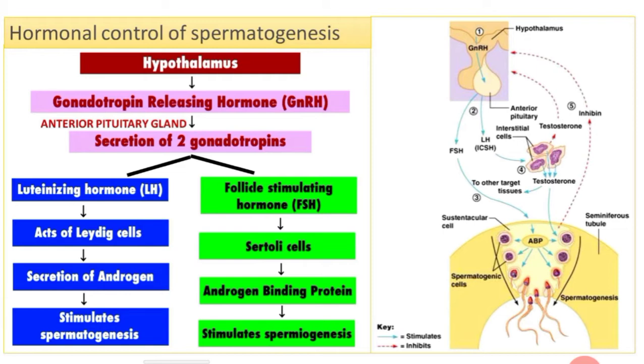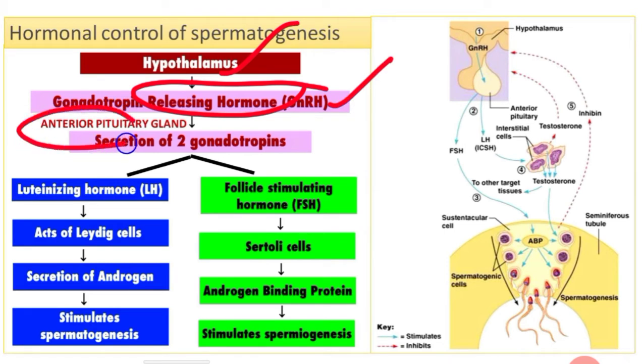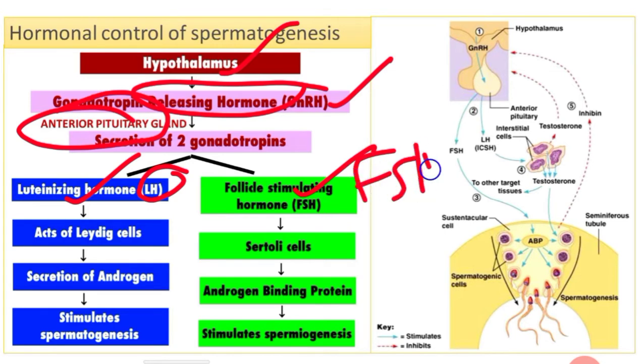Spermatogenesis starts at the age of puberty due to a significant increase in the secretion of gonadotrophic releasing hormone from the hypothalamus. Right? The increased level of gonadotrophic releasing hormone acts at the anterior pituitary. Then the anterior pituitary secretes two gonadotrophins, that is luteinizing hormone and follicle stimulating hormone. Luteinizing hormone LH, follicle stimulating hormone FSH, right?